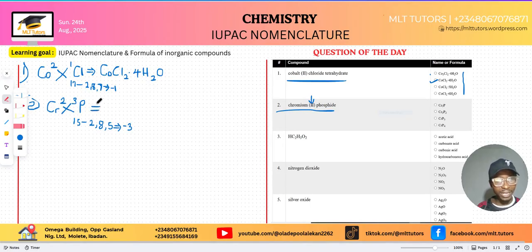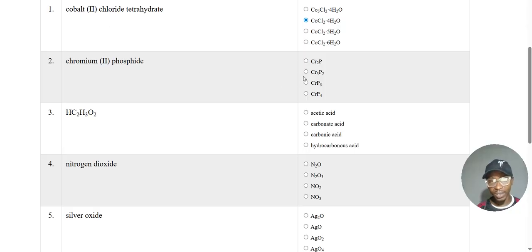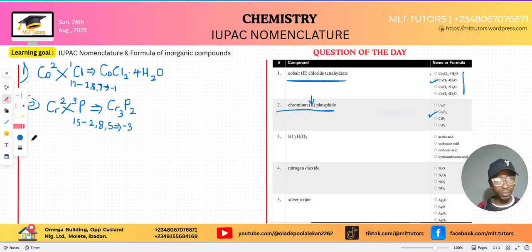Then there will be an exchange of valency between phosphorus and chromium. If that should happen, phosphorus will give 3 to chromium, so we have Cr3, while chromium gives 2 to phosphorus, Cr3P2. That should be the formula of our compound. Let's check that in the options. We also have that in the second option. Let's pick our answer in the question. The answer should be Cr3P2. That's perfect.